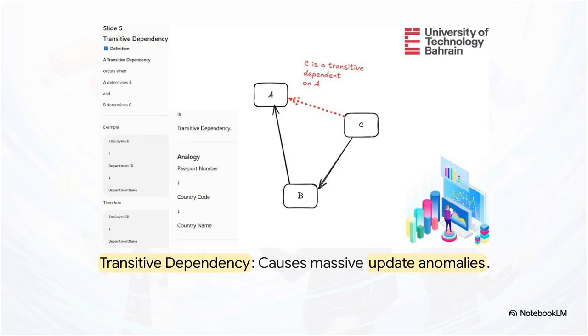Now, what's really interesting about this next concept is the chain reaction it creates. This is called a transitive dependency. Basically, A determines B and B determines C. For example, your passport number determines your country code, and the country code determines the country name. If you store all of this in one flat table, you are unnecessarily repeating the country name for every single passport holder from that country. This chain causes massive update anomalies. If a country changes its name, you're suddenly updating millions of rows instead of just one.